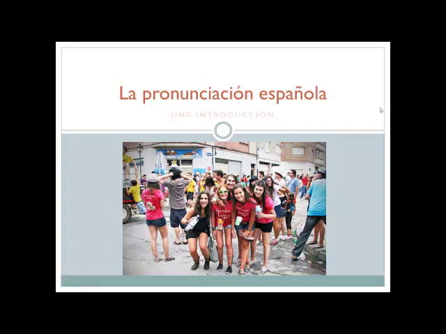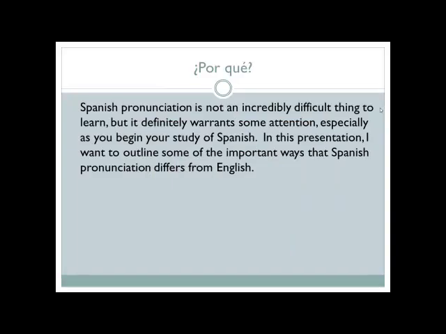The topic of this lesson is la pronunciación española, an introduction to Spanish pronunciation. ¿Por qué? Why is this an important lesson?